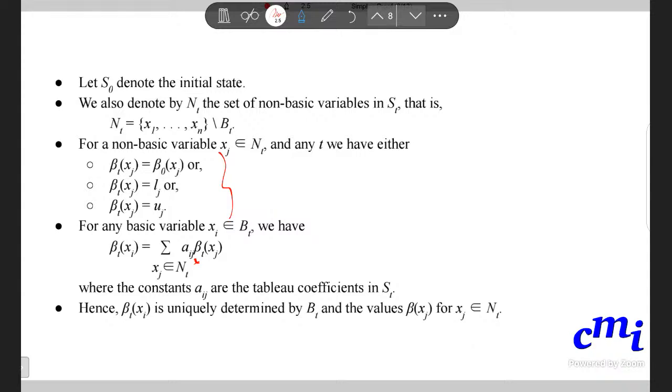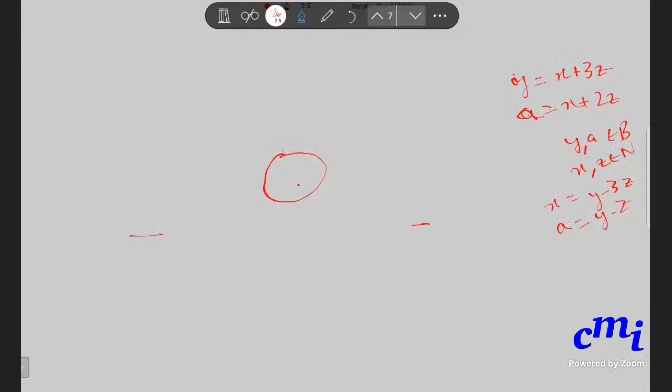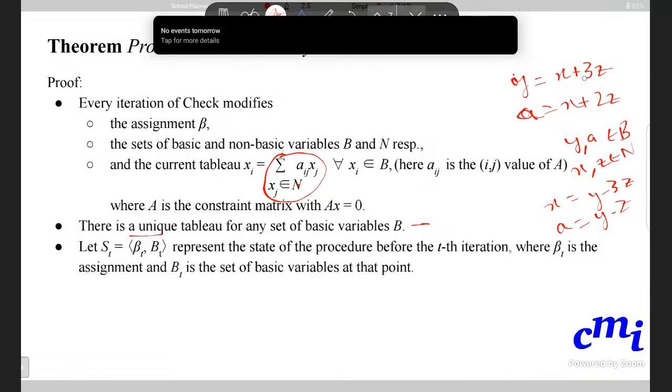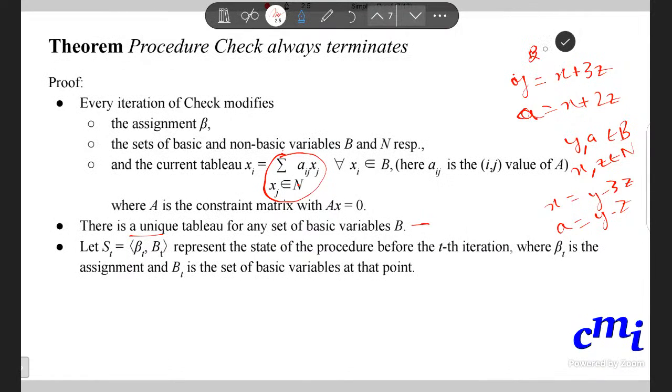So like this beta t, what is this beta t? Beta t is the assignment given to the variables. A satisfying assignment in this case would just be 0, 0, 0. So beta of y is 0, beta of x is 0, beta of z is 0. So beta is just an assignment that satisfies this tableau. This is basically the phi a part of the thing.